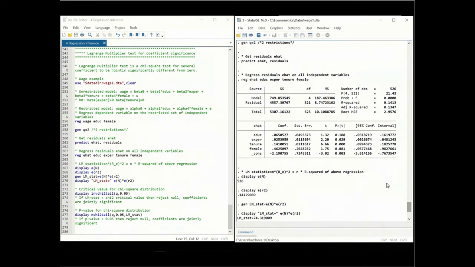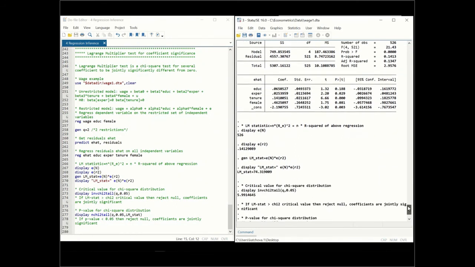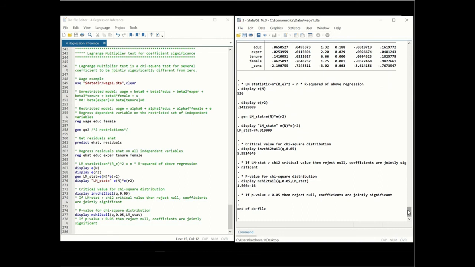So here we have the LM test statistic is equal to 74.32. Okay, we can calculate the critical value for the chi-square distribution, and this will be the inverse chi-square tail, with the number of restrictions and 0.05 significance level. Here, this is the critical value. We compare that to the test statistic, and if the test statistic is larger than the critical value, then we would reject the null and the coefficients are significant. This is the case that we have here.